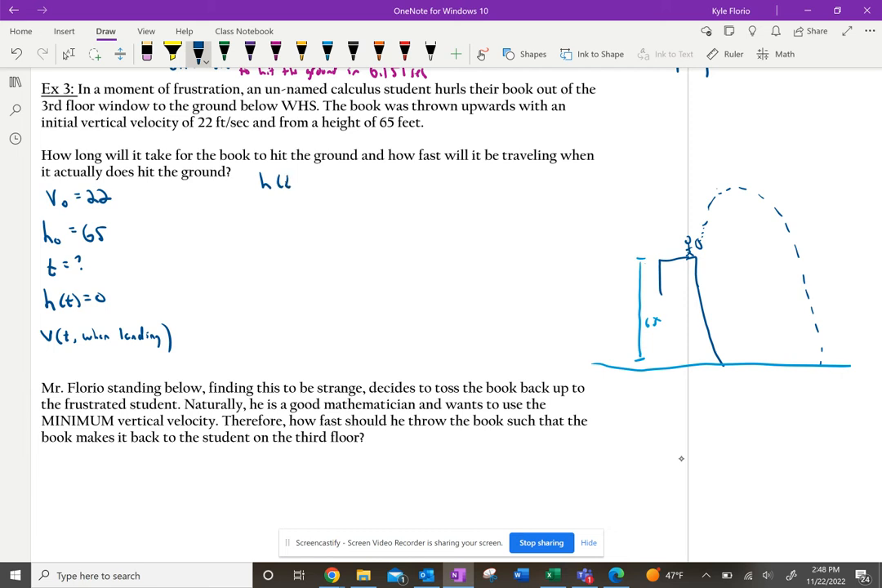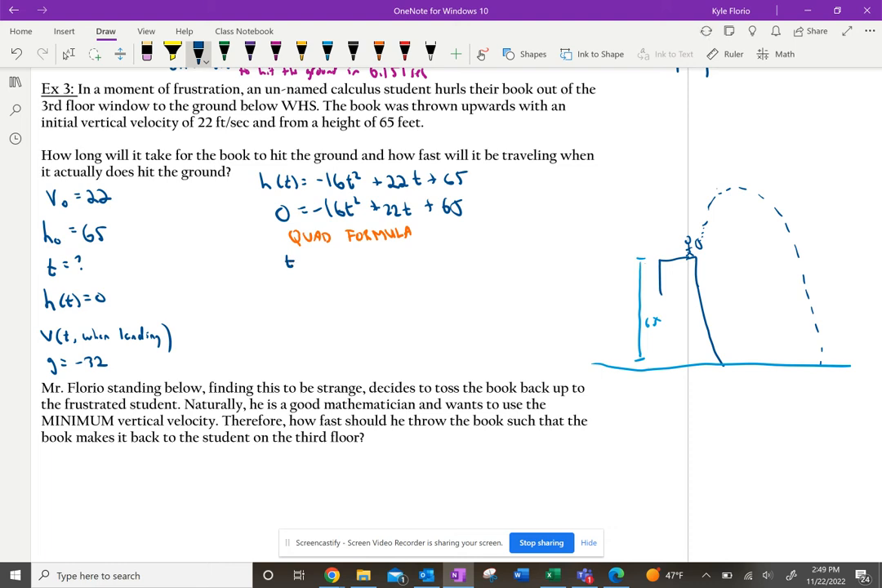So we can build a height function here. We're in feet again, so gravity is negative 32, and half of negative 32 is negative 16 t squared, plus my initial velocity, which is 22 t, plus my initial height, which is 65. You want to find out when it hits the ground, so that's when the height is 0. Quadratic formula, and then we get my two values of t.